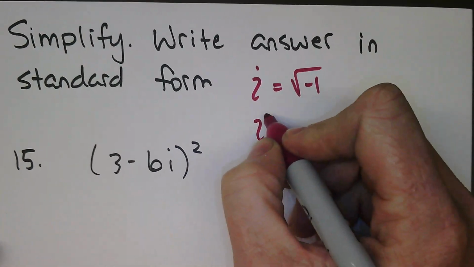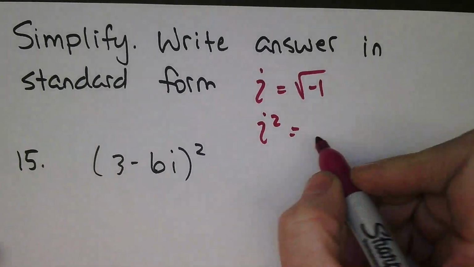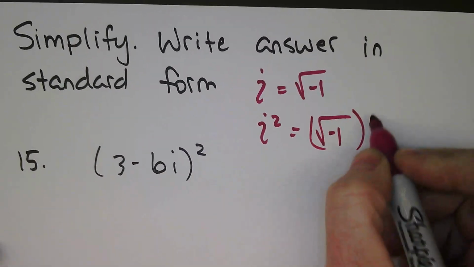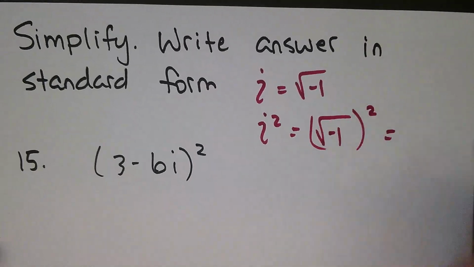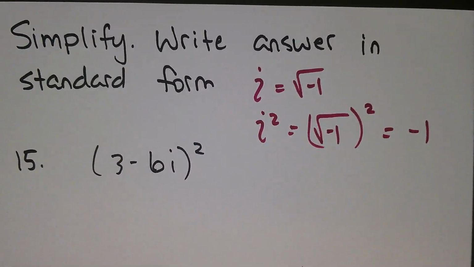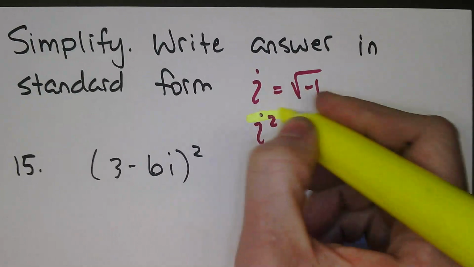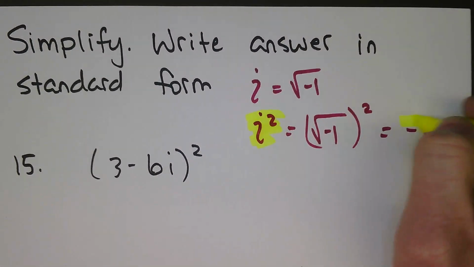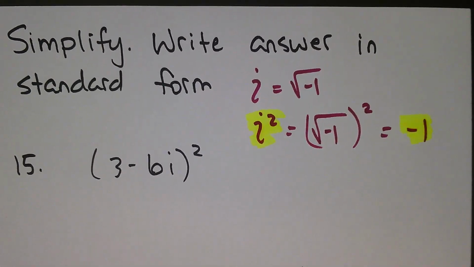If, however, we get i squared, that's going to basically be this, right? It's the square root of -1 squared. The square and the square root will cancel, so i squared is really equal to -1. That's a big deal. Anytime we see i squared in this context, we're going to want to replace it with -1.